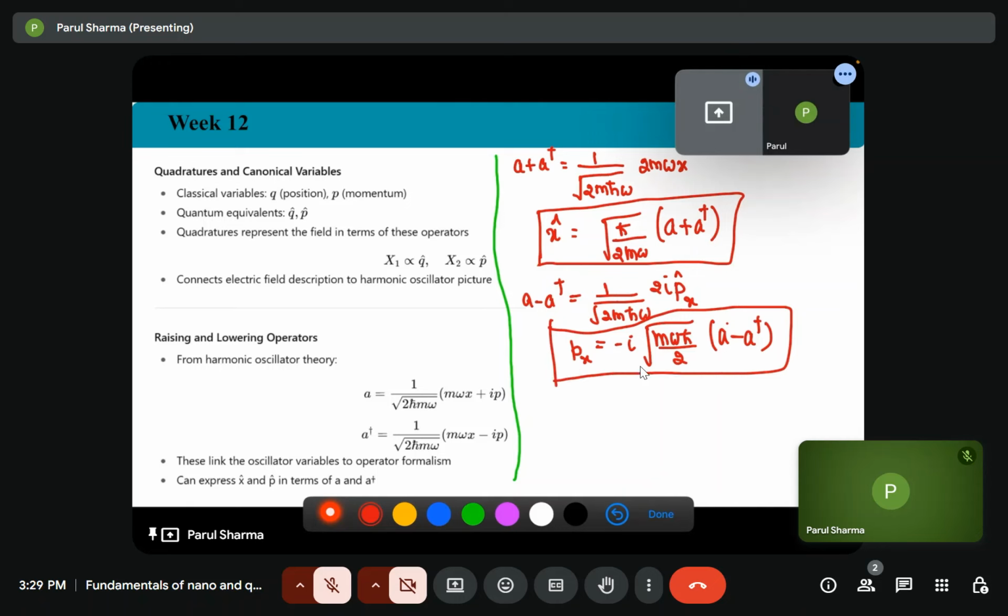Now I want to write out my quadratures x1 and x2 in terms of ladder operators. So our quadrature x1 is equal to m omega.